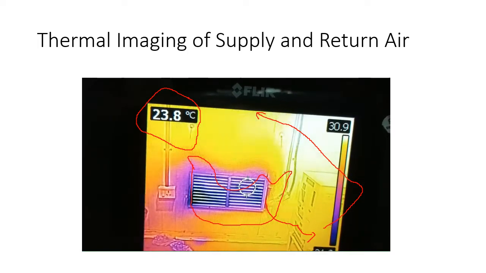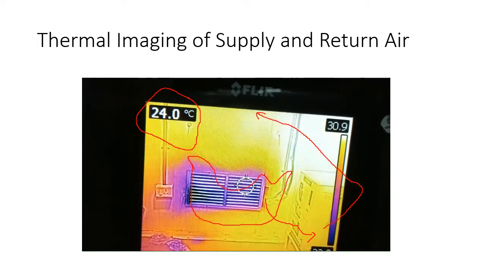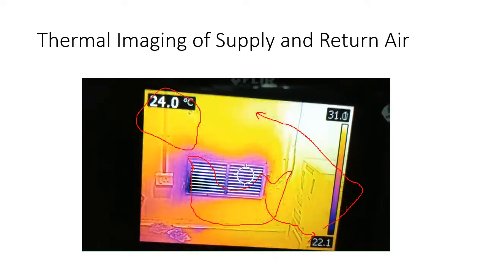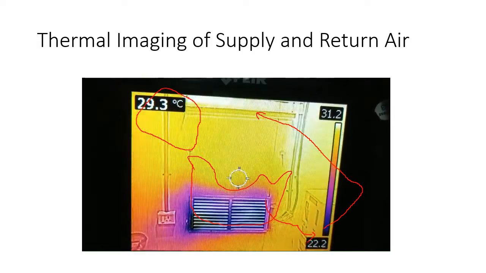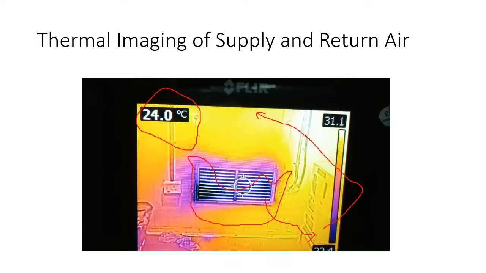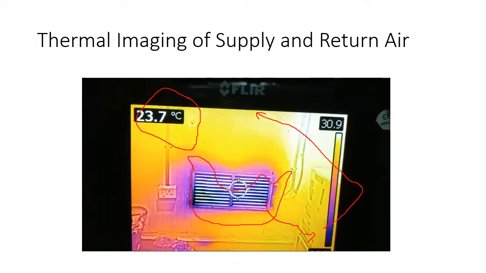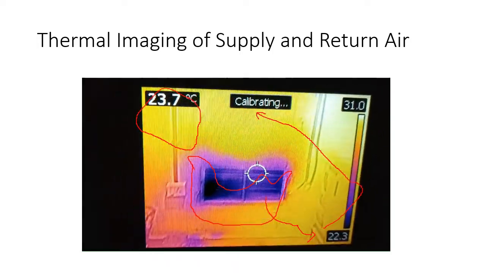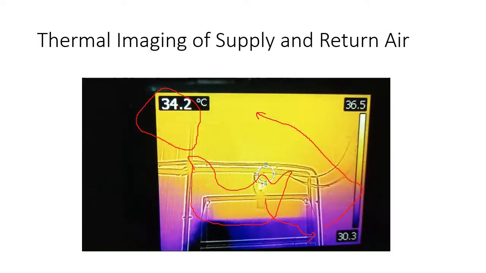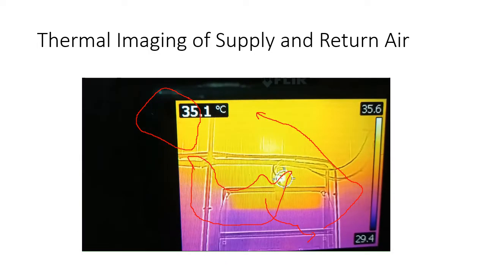Here we are focusing on the bottom part, and slowly we will move our thermal imaging sensor towards the return air grill. As we move our sensor towards the upper side, we can see that the temperature on the left corner is increasing, and now it is showing almost 35 degrees centigrade. That means there is a difference of around 8 to 9 degrees centigrade.